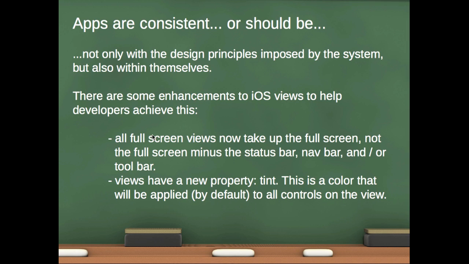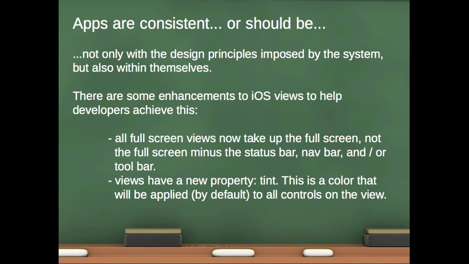Apps are consistent, therefore, or at least they should be. They should be consistent with the design principles imposed by the system, the new ones, but they should also be consistent within themselves. So there are some enhancements to views within iOS 7 to help us all achieve this. One is all of the full screen views really do take up the full screen. They're not the full screen minus a status bar space or a nav bar space or a toolbar space. They actually do take up the full screen.